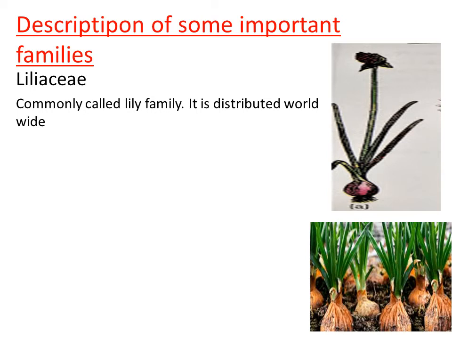The scientific name of the onion plant is Allium cepa. This is very important. When you are studying an example plant in a family, you have to study the scientific name of that particular plant. We have taken the onion plant as an example here. The scientific name of the onion plant is Allium cepa. The diagram of the onion plant is displayed on the screen.